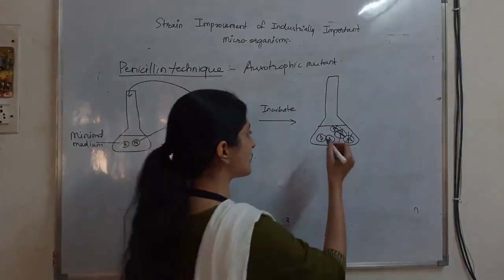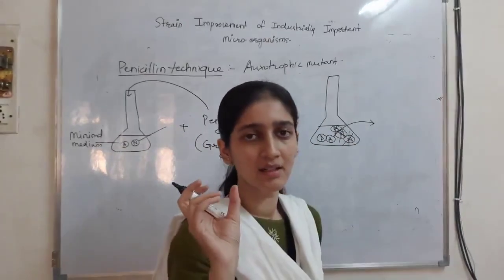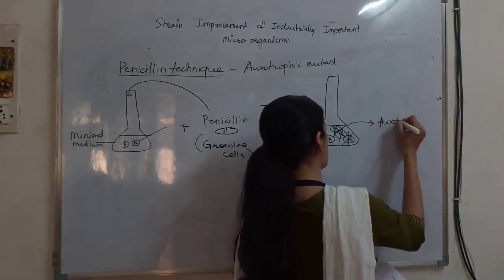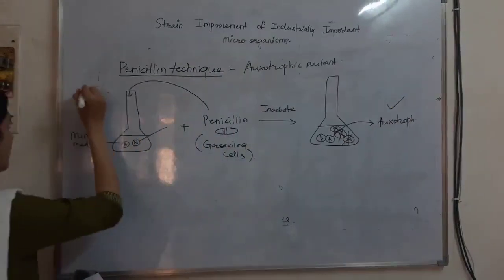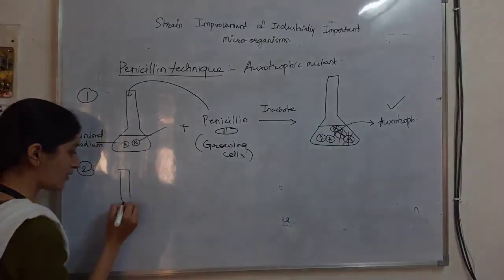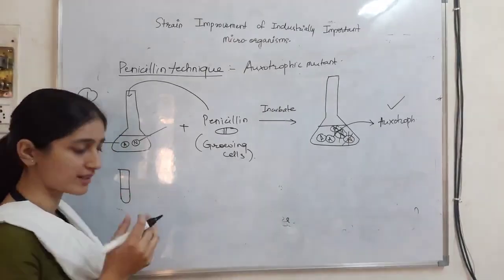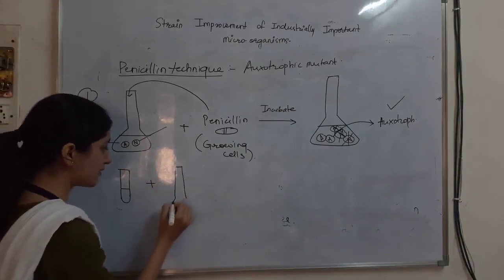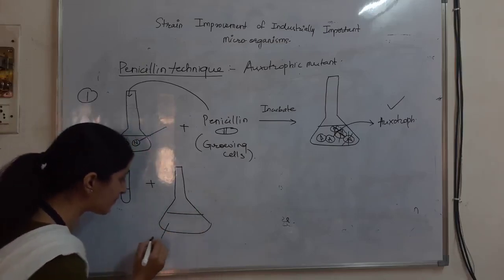Now we can use the same broth as an inoculum for the auxotrophic mutant. This we can select. This is the first technique. The second technique we can use is to take a suspension which consists of the selected organism and add it in complete media.